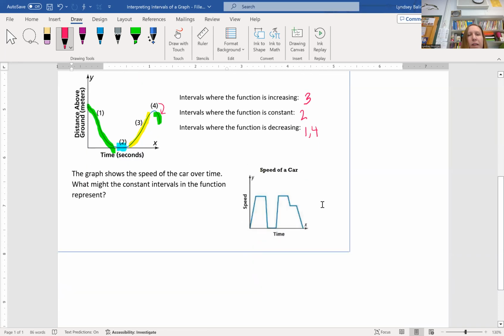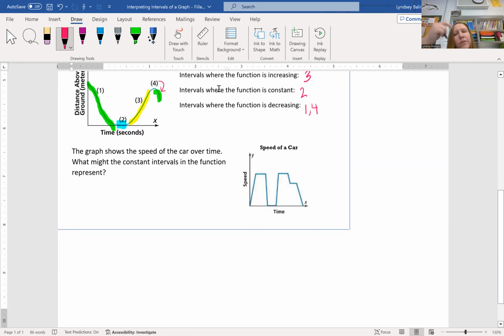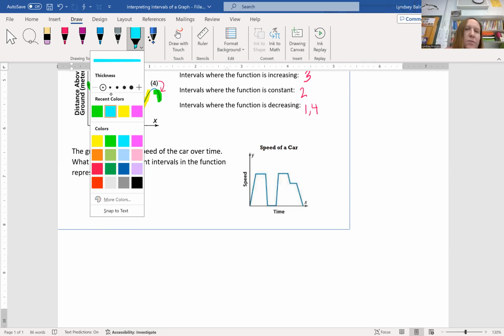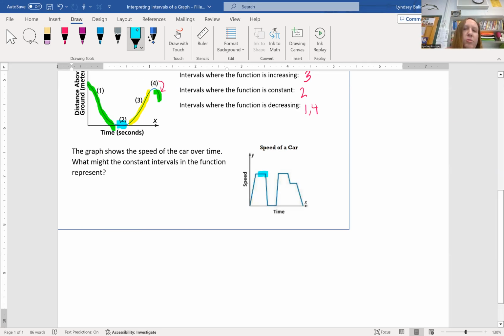Okay. Last little bit, we have the graph shows the speed of the car over time. What might the constant intervals in the function represent? So this is where you might have to be a little creative and kind of come up with a story here. So we have time going on, and this is the speed of the car. So time starts, the car starts, the speed increases, gets to that flat area. So there's a constant right here, and then it drops, and there's a constant here. The car speed increases again. We got another constant, another constant.